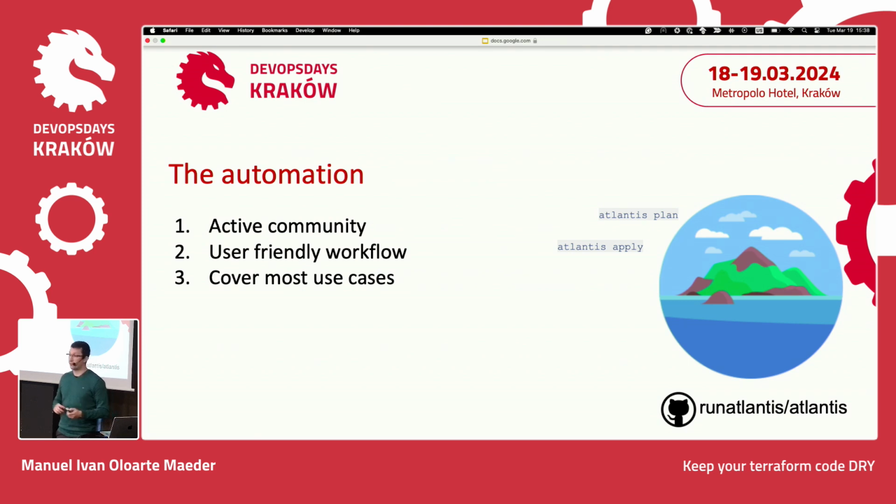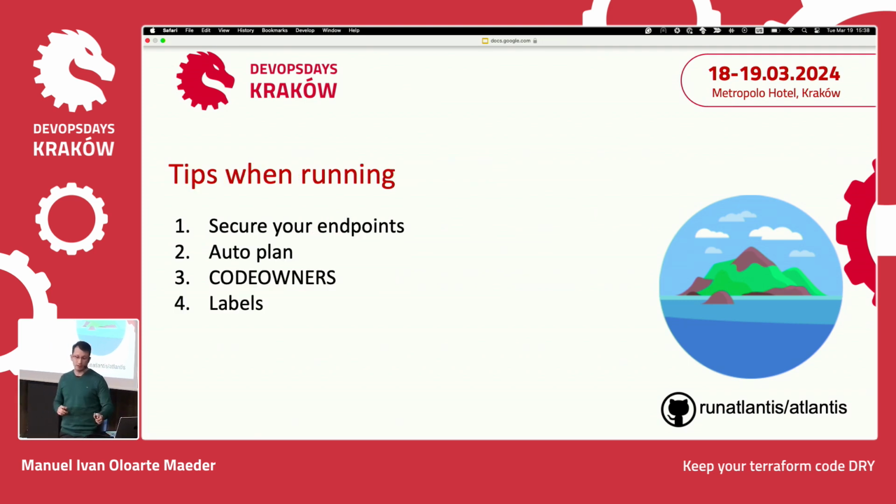But be very careful, because Atlantis and running Terraform is a dangerous thing. You have to be very careful, and here are a few security tips for that. Make sure you harden your endpoints. Atlantis takes requests from GitHub. GitHub sends requests to Atlantis whenever there is a push, a commit, or a comment. So make sure that you have one entry point that allows only GitHub to connect to this webhook endpoint.